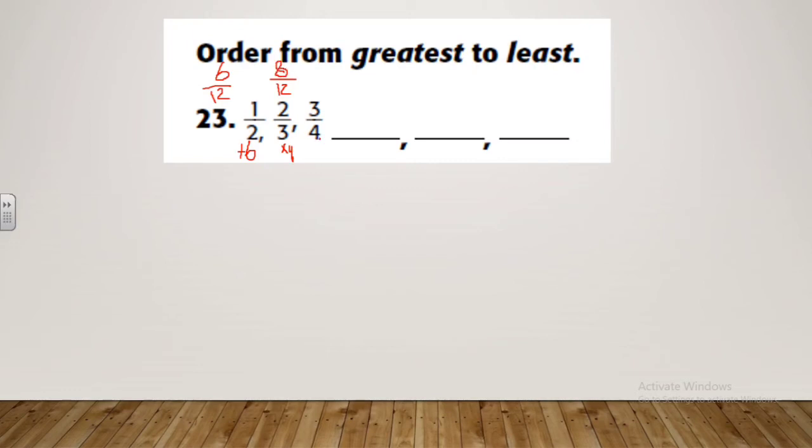The last fraction here is 3 over 4. So I will make it times 3 to change 4 to 12. And like we do down, we do up. So 3 times 3 equals 9. Here he wants you to order from greatest to least.